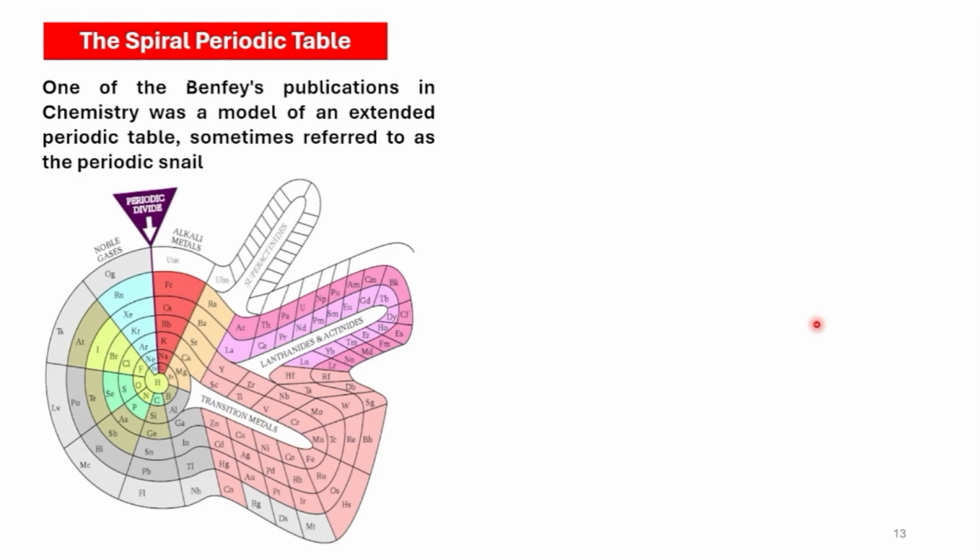Next one is the spiral periodic table. One of Bentley's publications in chemistry was a model of an extended periodic table, sometimes referred to as the periodic snail. So this is an extended version of the racetrack periodic table. You can see hydrogen here, then helium, lithium, beryllium, boron, carbon, nitrogen, oxygen, fluorine, neon, sodium, and it goes like this, and after that it comes here in the D block elements, and again it goes here, the S and P block elements, and after this D block elements, you can see it will go to the F block elements, and these F block elements are here, lanthanides and actinides. This is also referred to as the periodic snail.